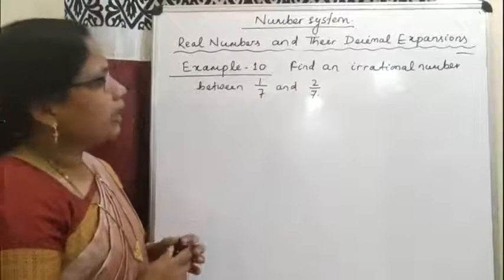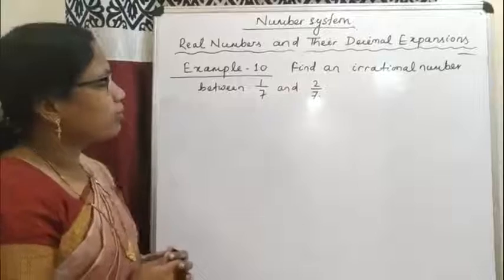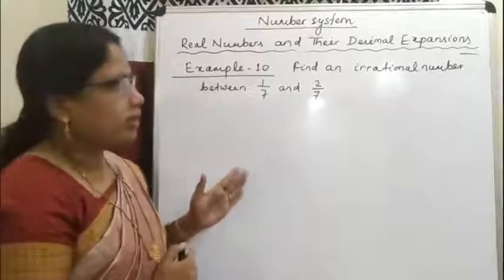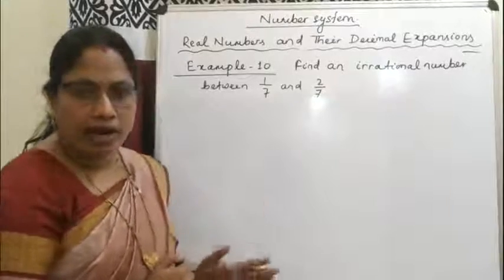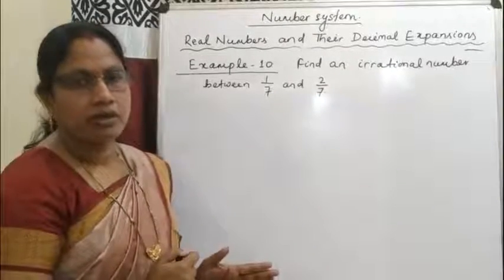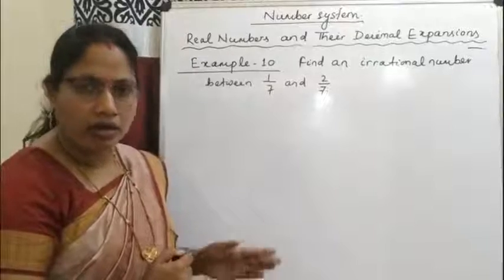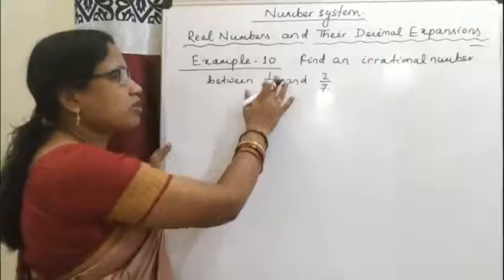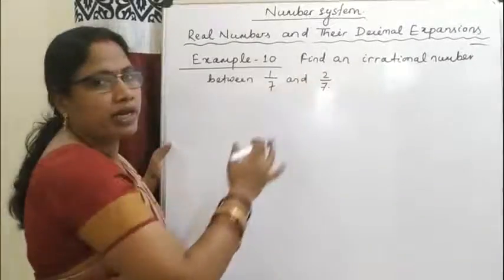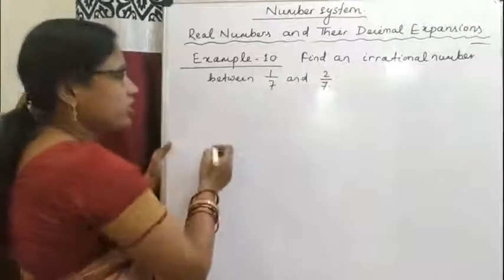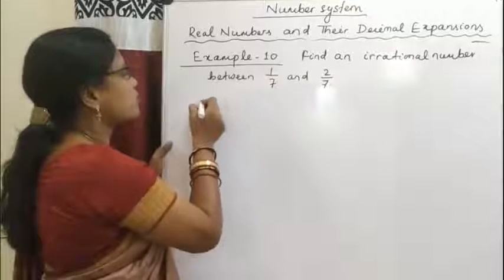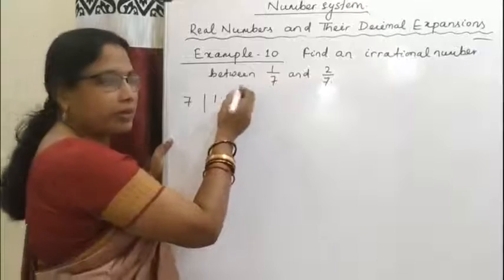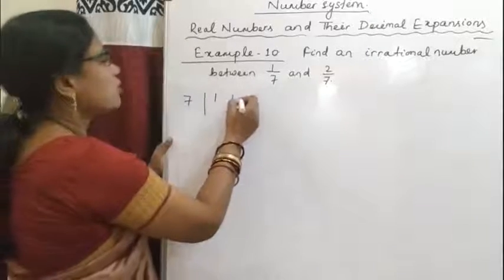Next example, find an irrational number between 1 by 7 and 2 by 7. As we know that an irrational number has a decimal expansion that is non-terminating and non-recurring. So here we have to find the decimal expansion of 1 by 7 and 2 by 7. So what is the decimal expansion of 1 by 7? First we will calculate 1 divided by 7. So we have done it earlier. So let us again do it.